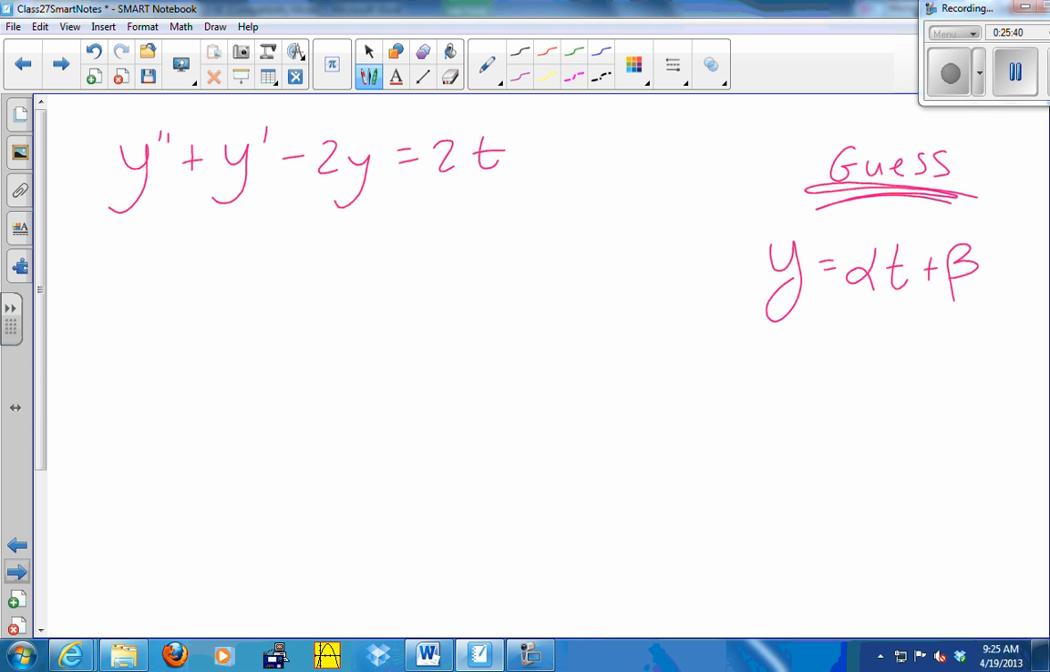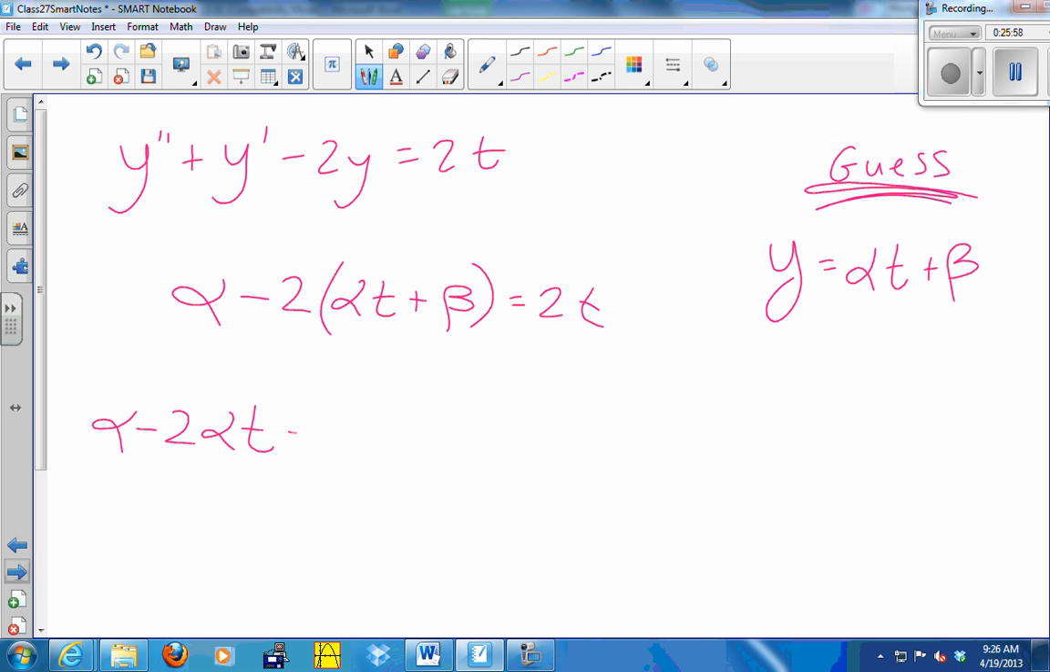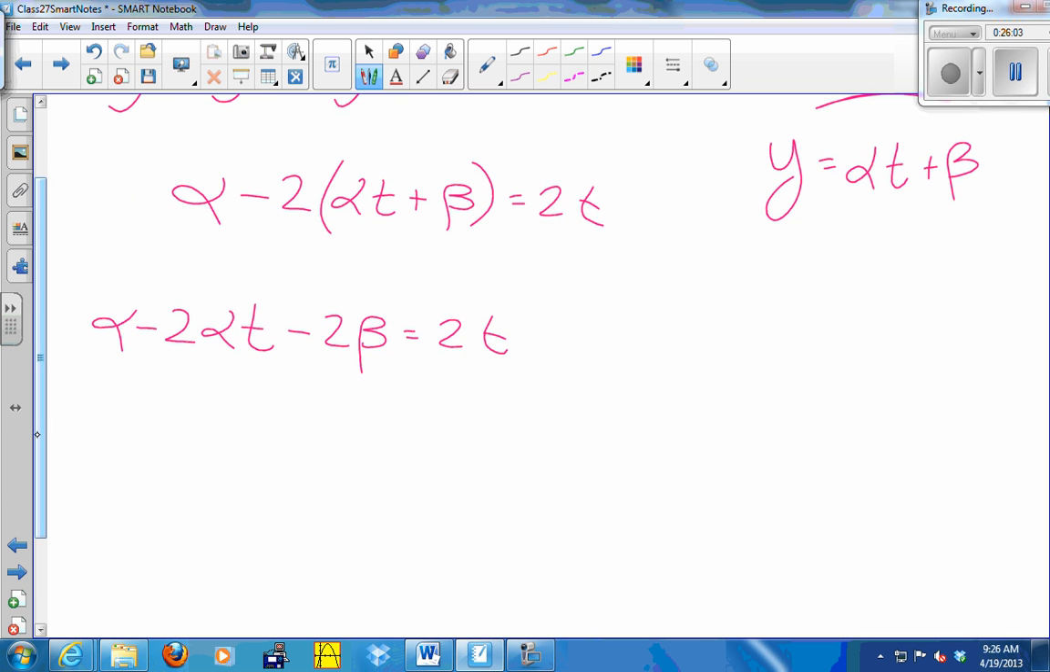All right, so let's see. y double prime would be 0. y prime would be alpha, minus 2 times y. Distribute that -2: alpha minus 2 alpha t minus 2 beta equals 2t. Then on the left side here, I'm going to collect my t's. Now you set corresponding coefficients equal, right?